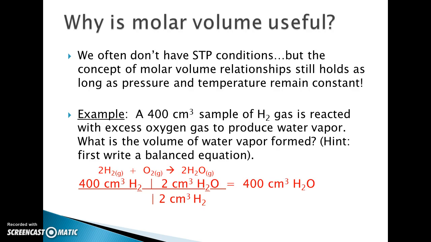Okay, hopefully you came up with this for your balanced equation. Don't forget that oxygen, like hydrogen, is a diatomic molecule, so it's O2, not O. And because this is at a constant temperature and pressure, we can use the mole ratio as a volume ratio, and we're talking about all gases here. Okay, and so you would get 400 centimeters cubed of water vapor as well.